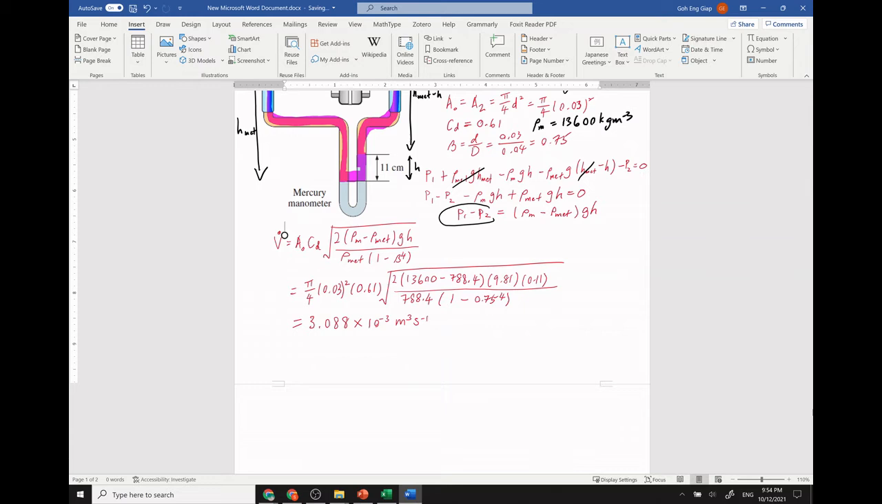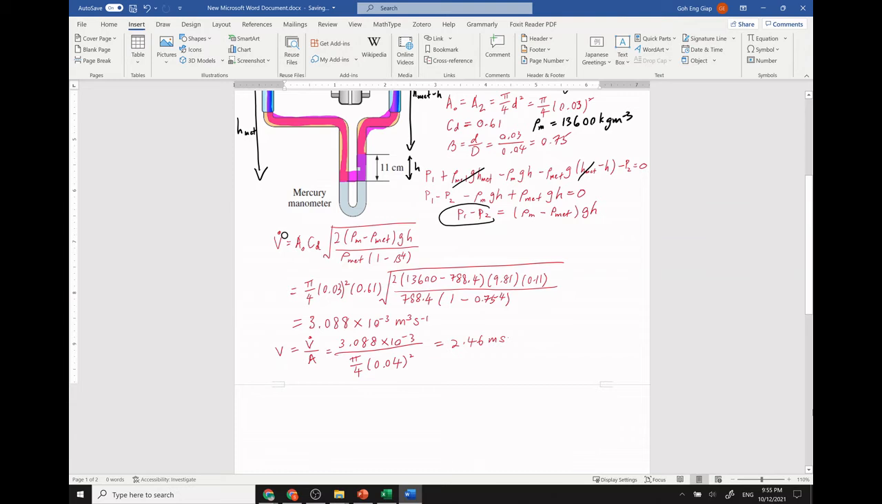Since we know the volumetric flow rate, we can also calculate the velocity, which is volumetric flow rate over area. So our volumetric flow rate is 3.088 times 10 to the power of minus 3, over pi over 4. We want to know the big diameter, so it's 0.04 squared. In this case, we should get 2.46 meter over second.